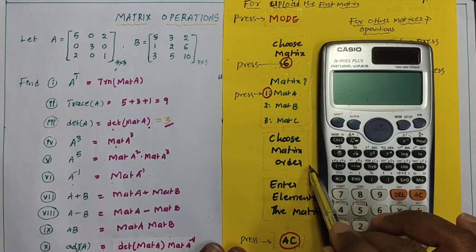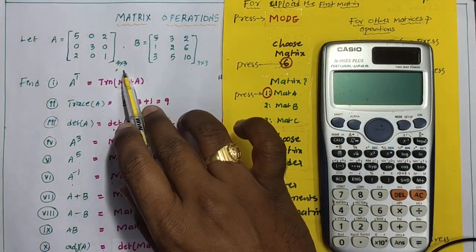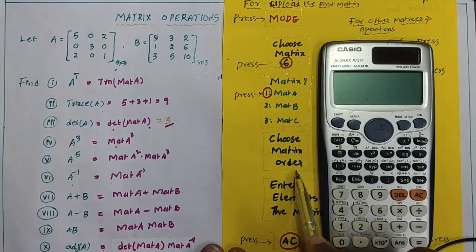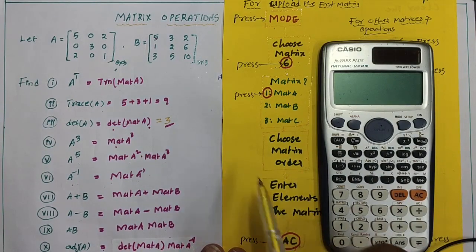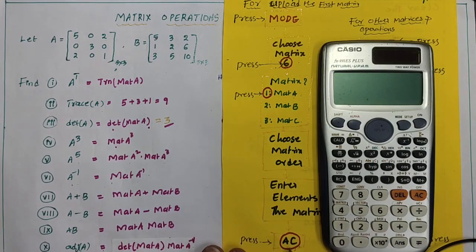Then we have to choose the matrix order. The order of the given matrix is 3 by 3, so there we have to choose the 3 by 3 order. Next we have to enter these elements, then press the button AC, then this data will be stored on the mat A.